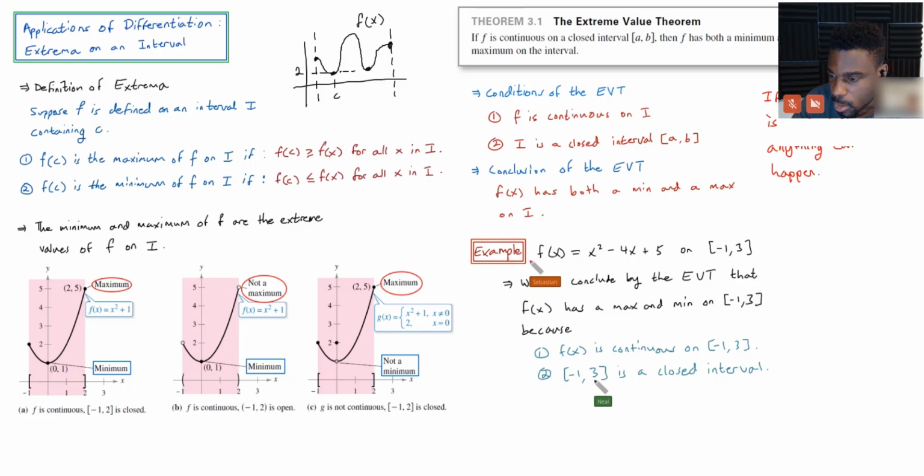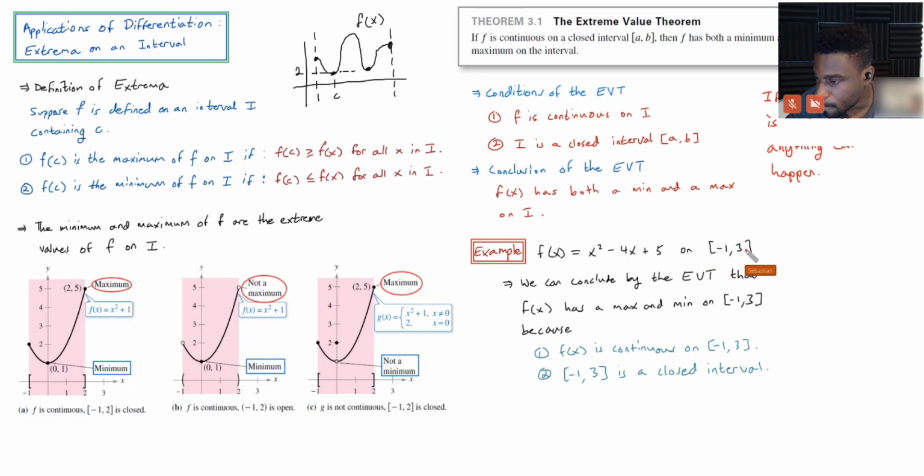Okay, so let's look at this example here. We have a function f of x equals x squared minus 4x plus 5. And we have a closed interval from -1 to 3, x equals -1 to x equals 3. First of all, f of x is continuous. Polynomials are continuous everywhere. So that meets the first criteria of the EVT.